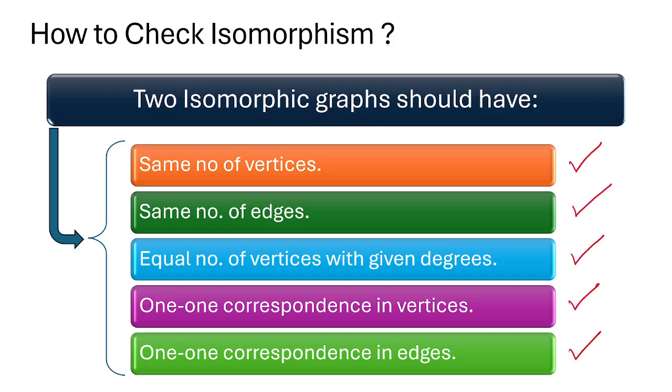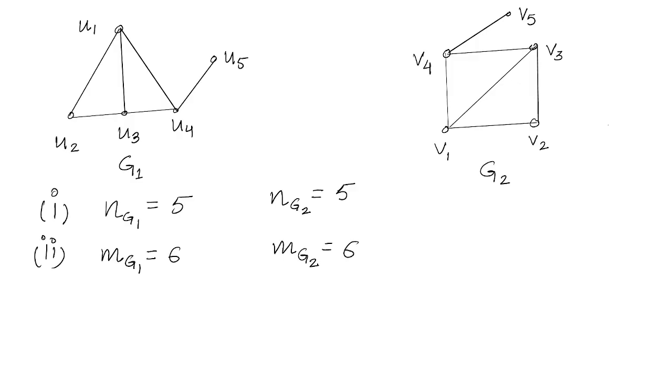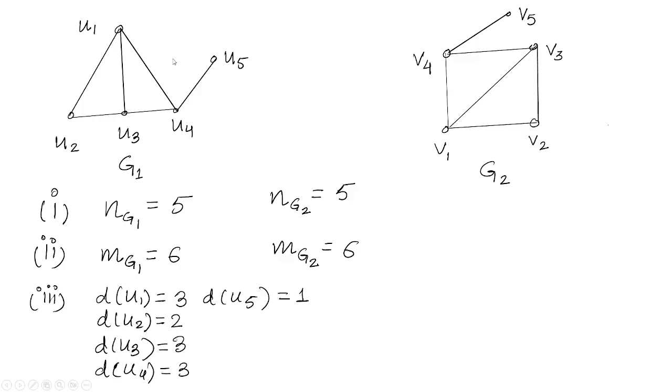Okay, these 5 steps. Let's say I want to check whether G1 and G2 are isomorphic or not. The first thing I have to check is the order. The number of vertices in the first graph is 5, in the second also 5. So these two graphs have the same order. So the first point is okay. The second point is the number of edges. In the first graph it is 6, and in the other graph it is also 6. So this is also okay. Now the third one is about the degree. If you write the degree of every vertex present in this graph, then it is 3 2 3 3 1.